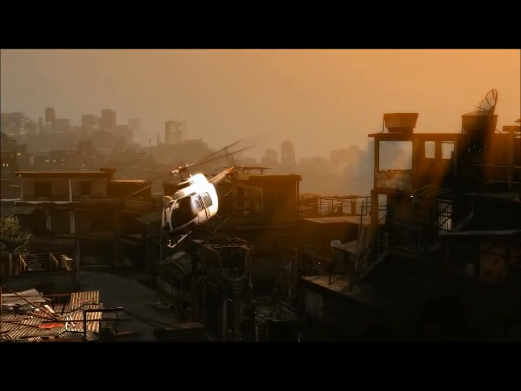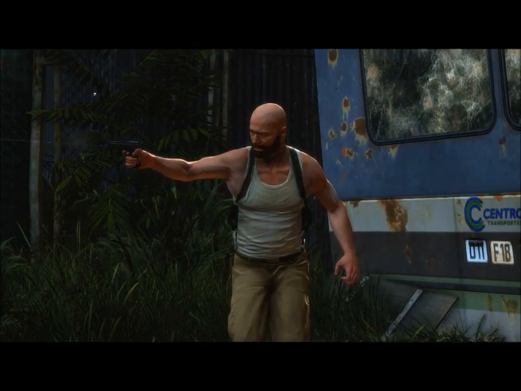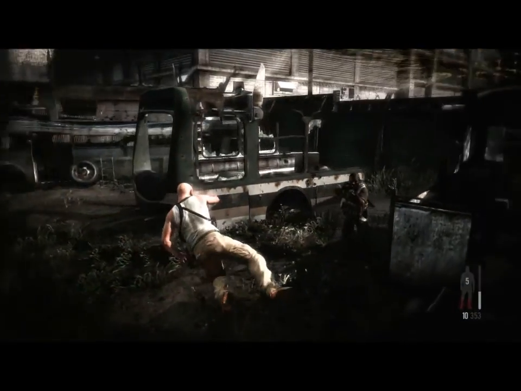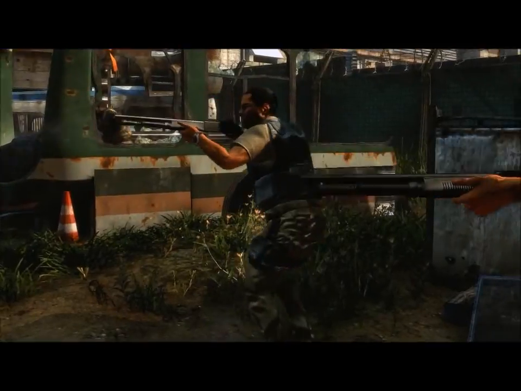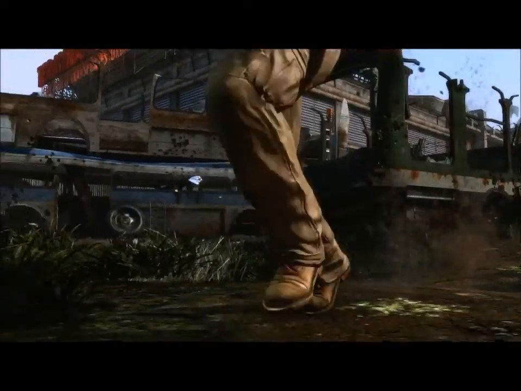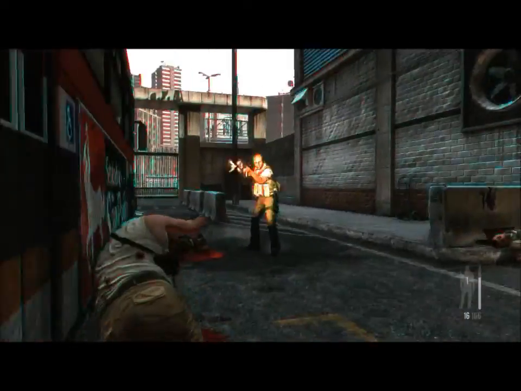Max Payne 3's cinematic presentation uses extremely detailed animation systems. Max's fluid and realistic movement is the result of thousands of separate animations that dynamically combine, along with procedurally generated physics animations, to create a character that is completely grounded in the physics of the world around him.